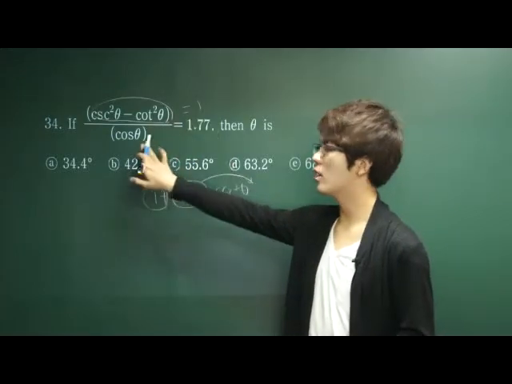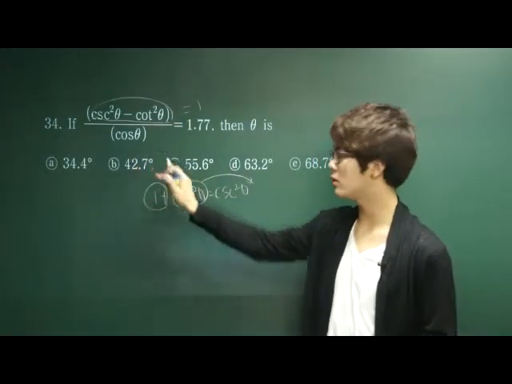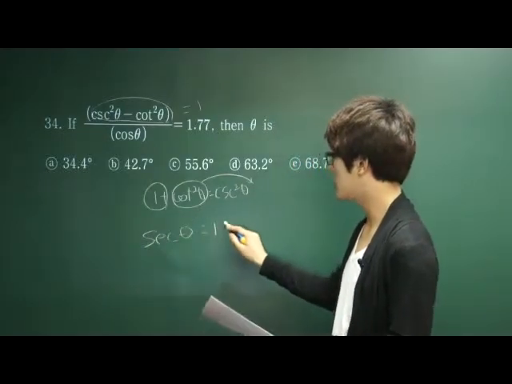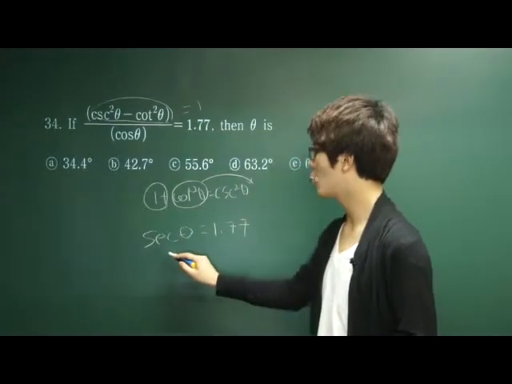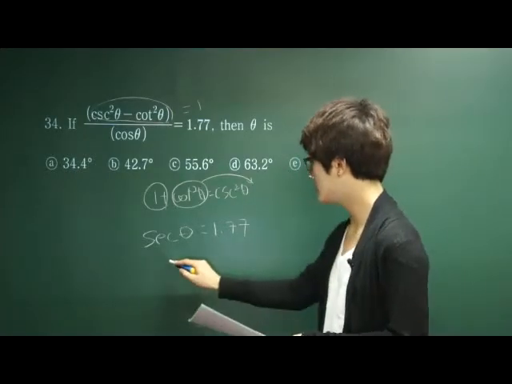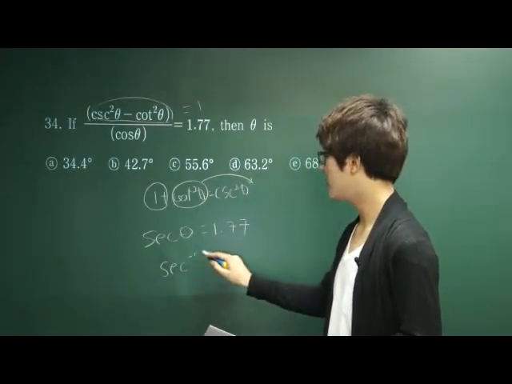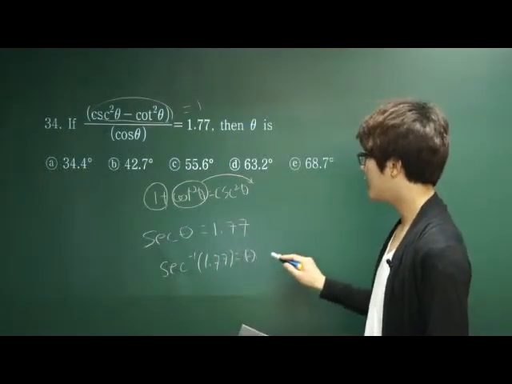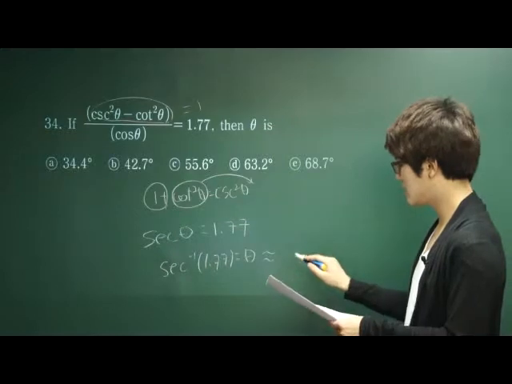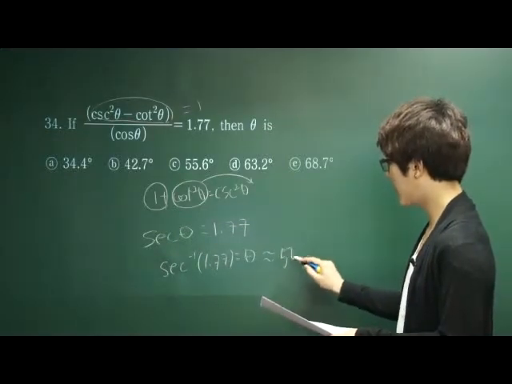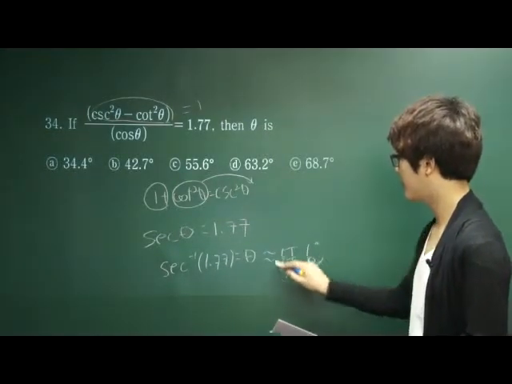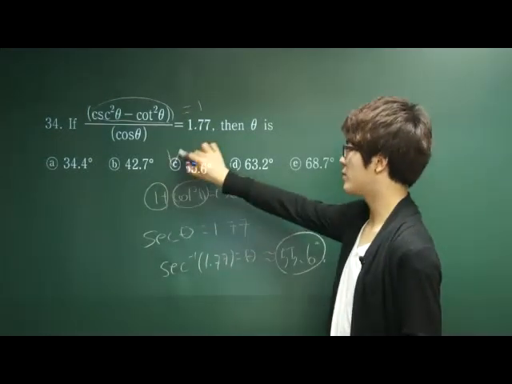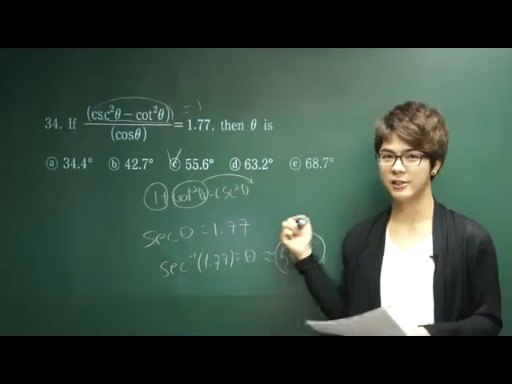What is 1 over cosine theta? Right, it is equal to secant theta, right? Secant theta is equal to 1.77. So what you should do is secant inverse of 1.77. This has to be equal to theta, and if you do that, theta you will get is 55.6 degrees. Therefore, 55.6 degrees, among our answer choices, C is the correct answer.